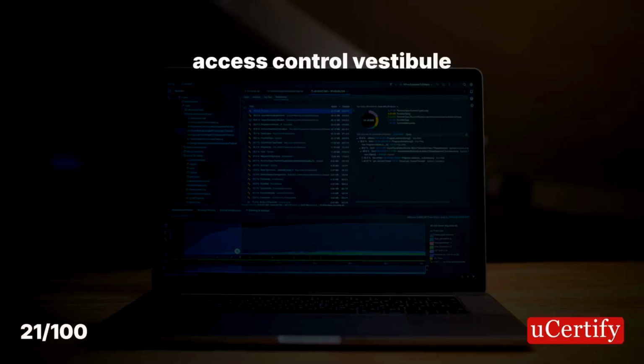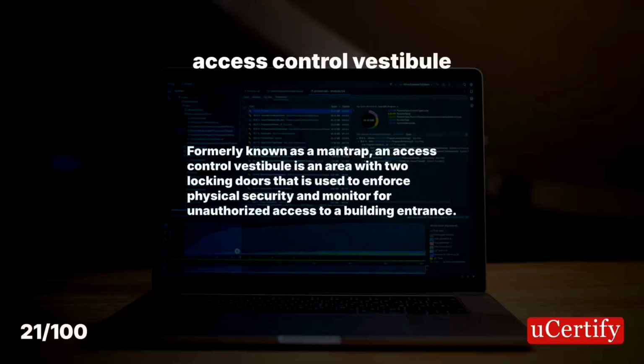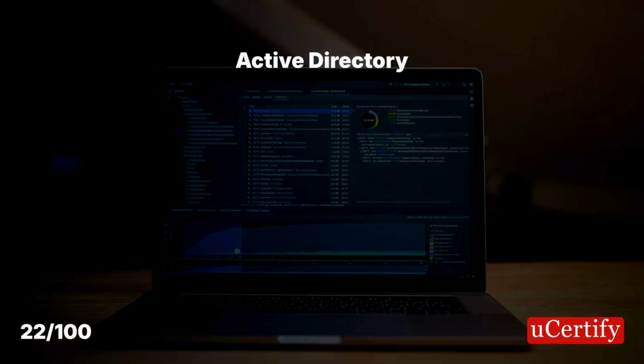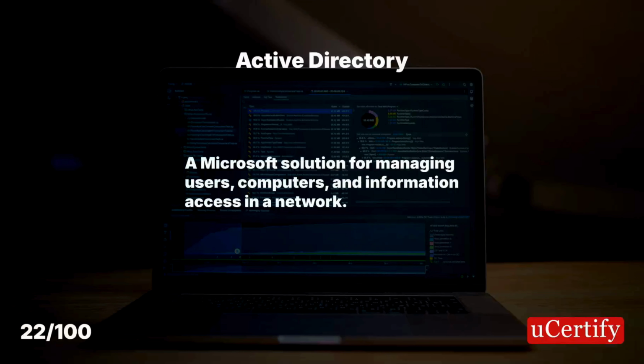Term: access control vestibule. Definition: formerly known as a man-trap, an access control vestibule is an area with two locking doors that is used to enforce physical security and monitor for unauthorized access to a building entrance. Term: Active Directory. Definition: a Microsoft solution for managing users, computers, and information access in a network.